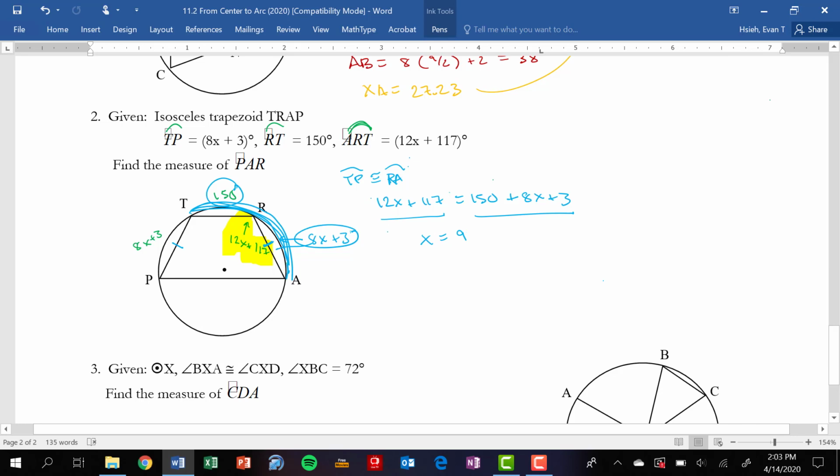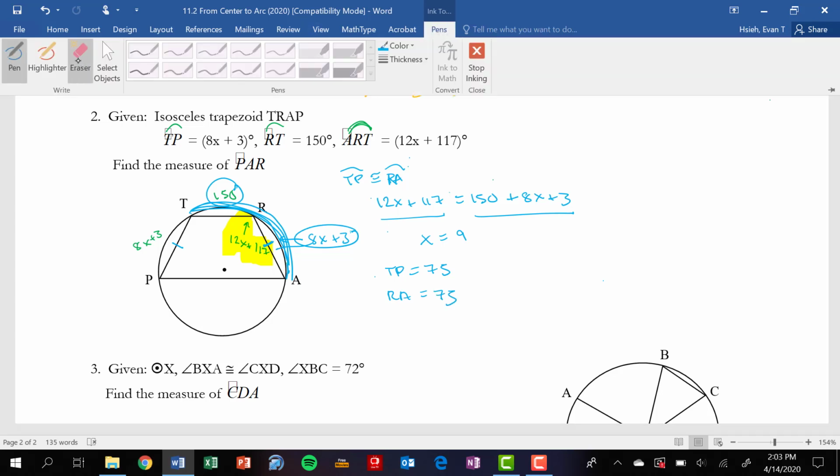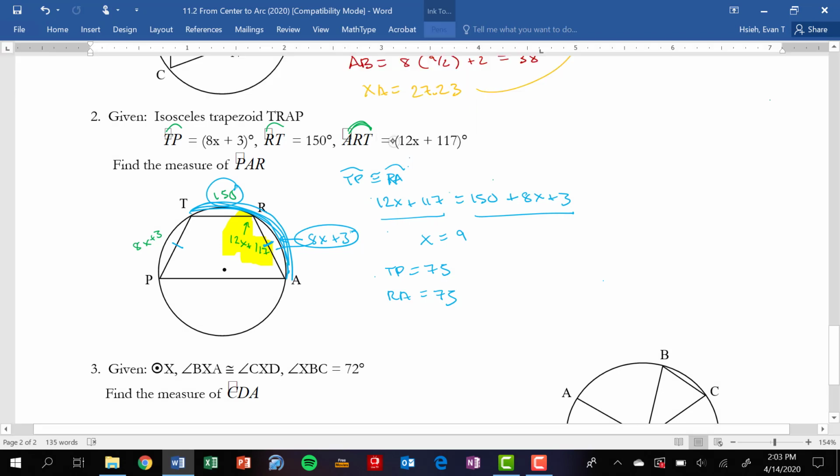And so that gives me a lot of information here. When I plug stuff back in, I know that, for example, TP ends up being equal to 75. I know that this also is going to be 75. I know that RA is 75. And what I'm looking for here is this guy, PAR. So I'm looking for the arc all the way from here to there. And so the piece I'm missing is this piece down here. I'm missing PA.